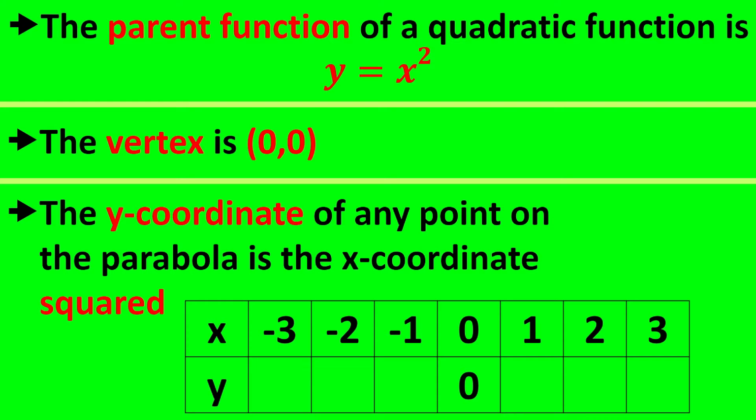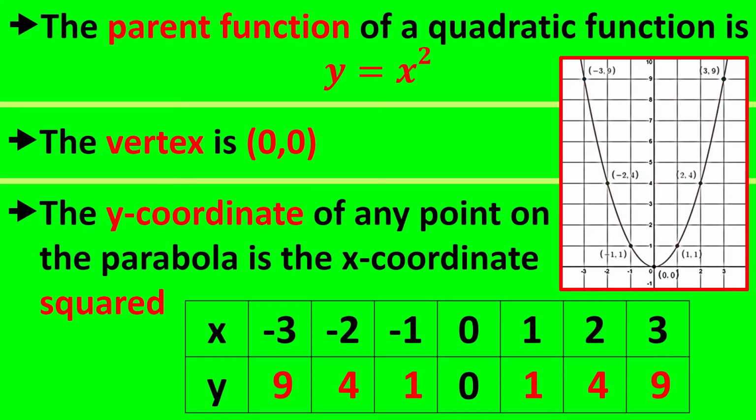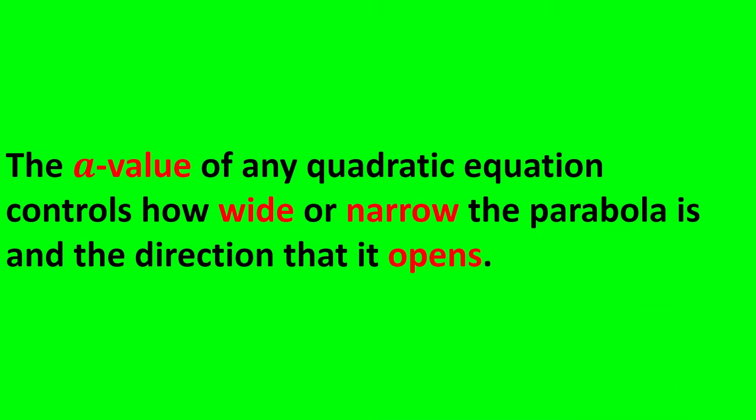So if your x-coordinate is -3, your y-coordinate is 9. If your x-coordinate is -2, your y-coordinate is -2 squared, or 4. If your x-coordinate is -1, your y-coordinate will be 1. If your x-coordinate is +1, your y-coordinate will be 1. If your x-coordinate is 2, your y-coordinate will be 4. And if your x-coordinate is 3, your y-coordinate will be 9. Also, there's a picture of the parent function with those points plotted on the graph.